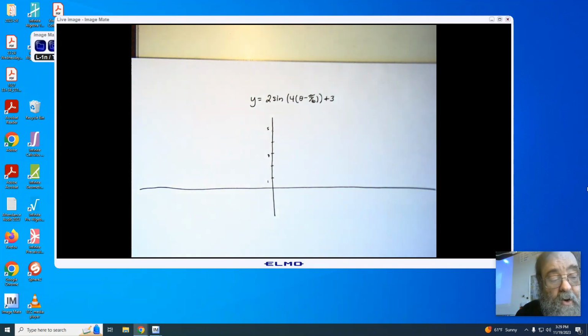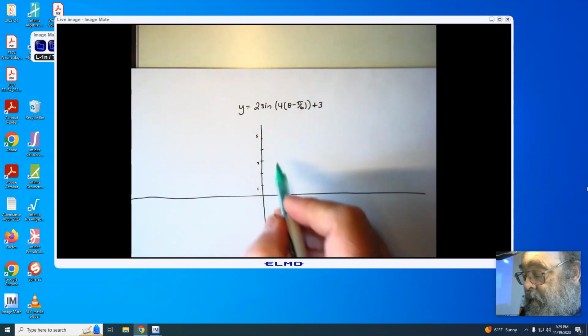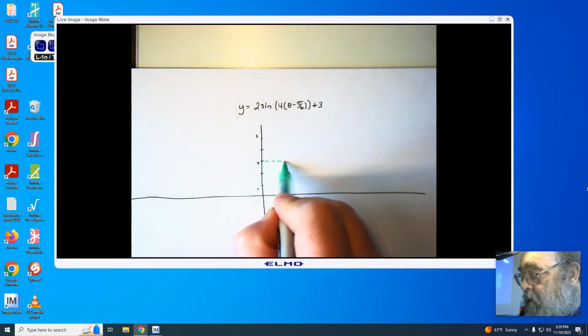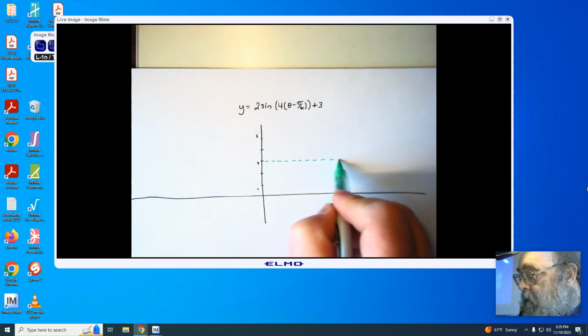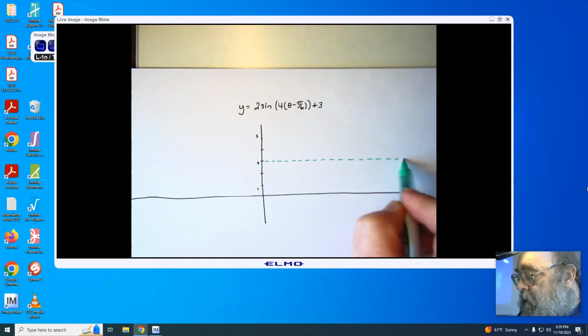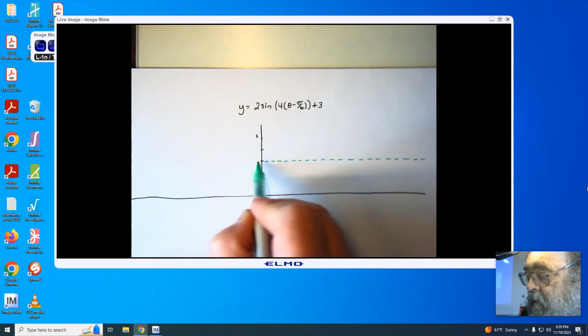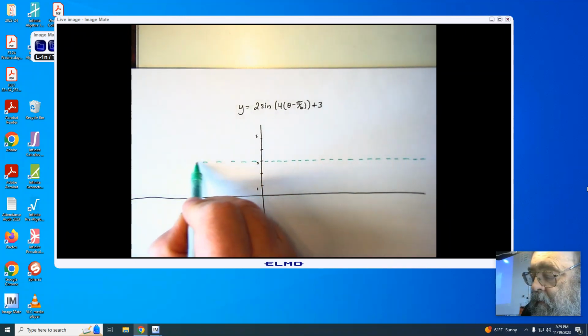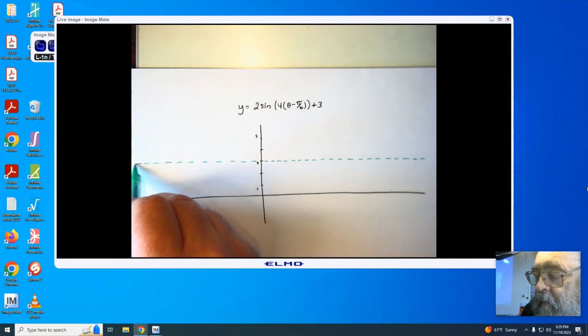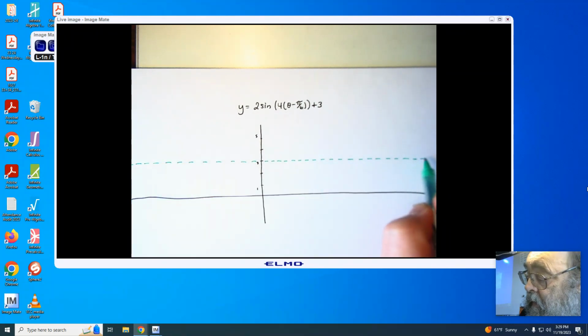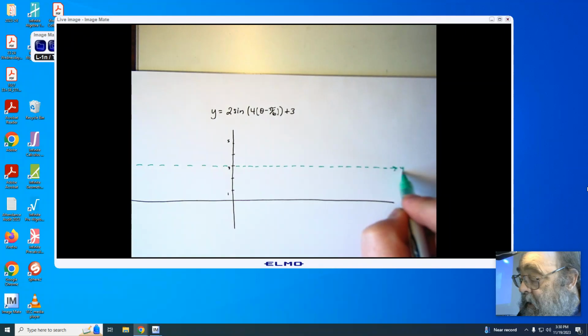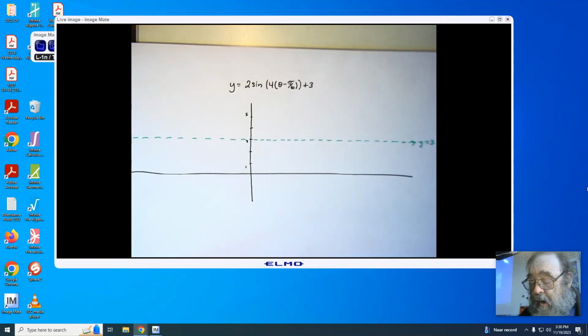Once I have it, I'm going to go ahead and put on my center line. I'll identify it as y equals 3. And I'm now going to stop and think for a minute.